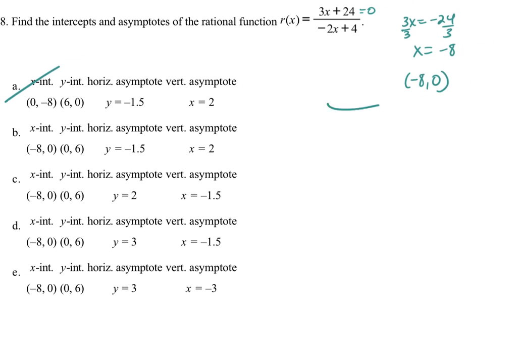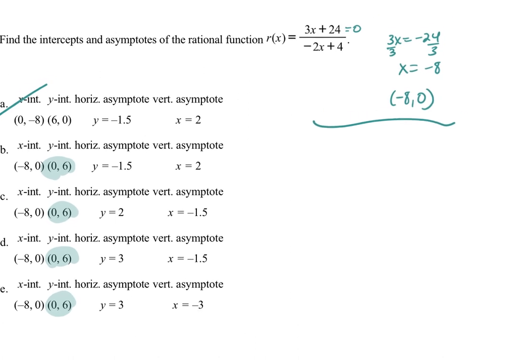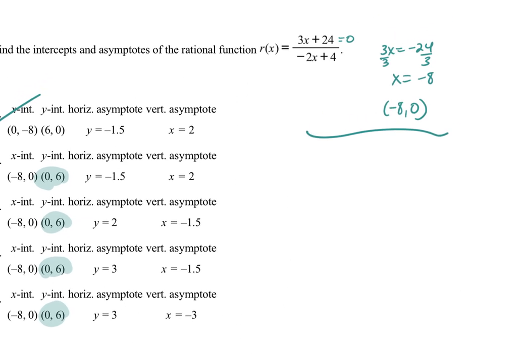Then I would go to my y-intercept, and if you look, all your y-intercepts are the same. I would skip the y-intercept because they're all the same. If I didn't have that happen, then for the y-intercept, you're plugging 0 in for x. So it'd be 3 times 0 plus 24, and negative 2 times 0 plus 4. And I'd get 24 over 4, which is 6. They're all 6, though.